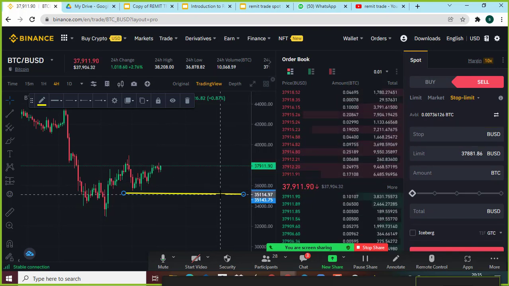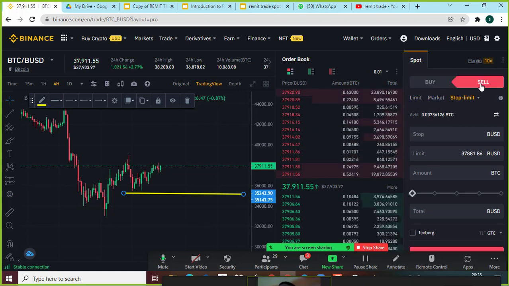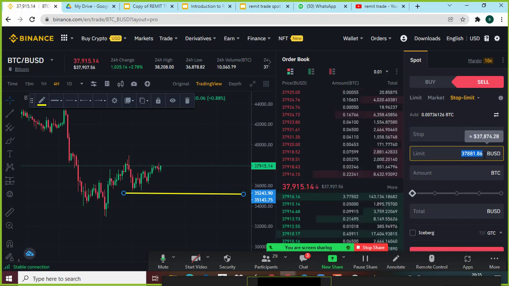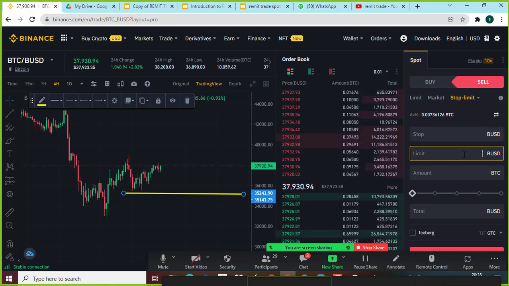Now, look at it here. After buying, remember you cannot set a stop limit order on what you don't have. So first of all, you have to buy with either market order or limit order. Then you come immediately after buying and set a sell stop limit order. Now, under stop limit order here, we have two kinds of prices. Listen attentively. We have the stop price and the limit price.